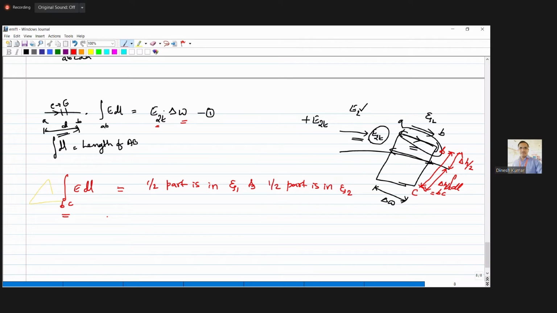See here, look at AB only. So this is the boundary and this is the line, sorry, B and C. Half is present in epsilon 1, this is delta H by 2.